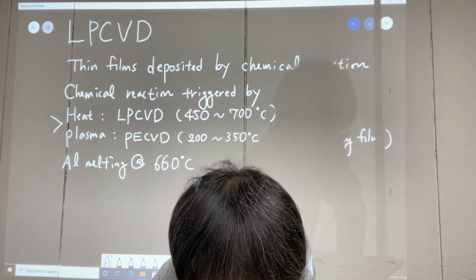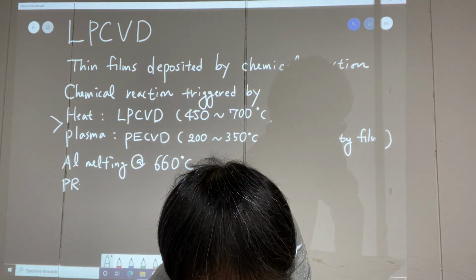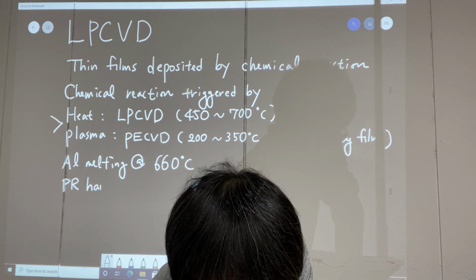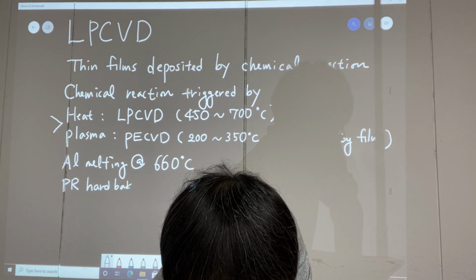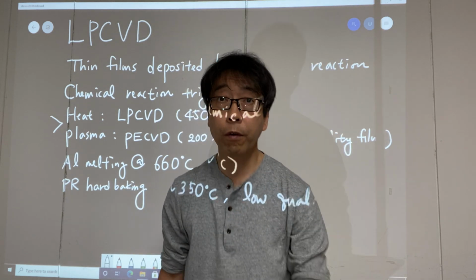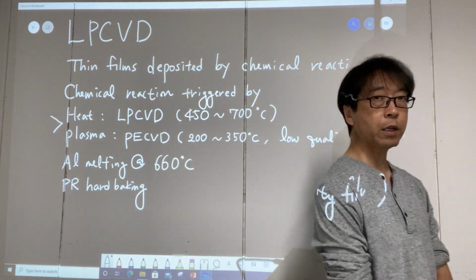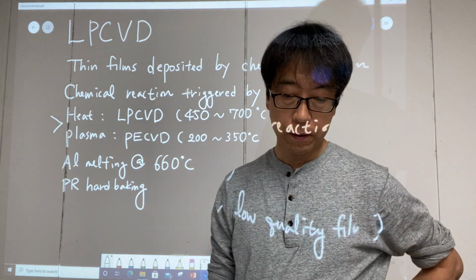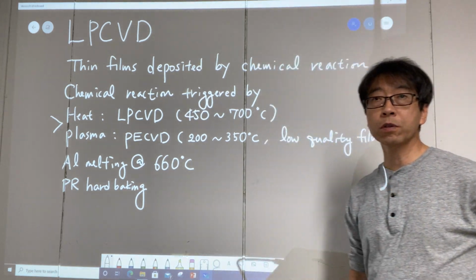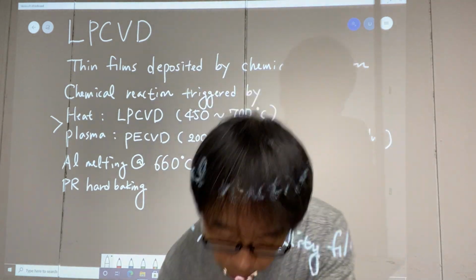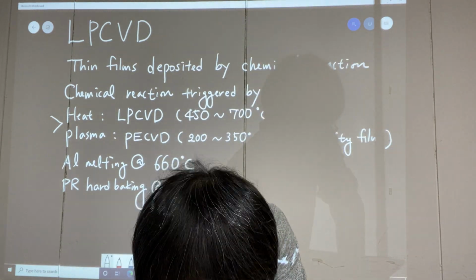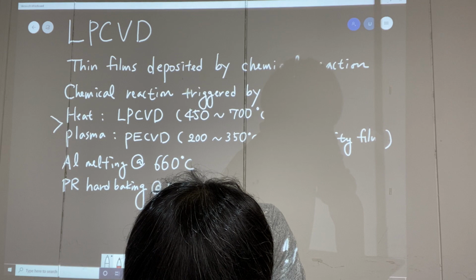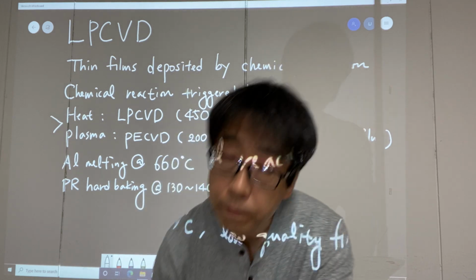Well, also, you guys saw last time that we can spin coat the photoresist, right? And then do the hard baking on top of the hot plate, right? In that case, hard baking temperature of photoresist is around 100 degrees to 130 to 140 degrees Celsius.